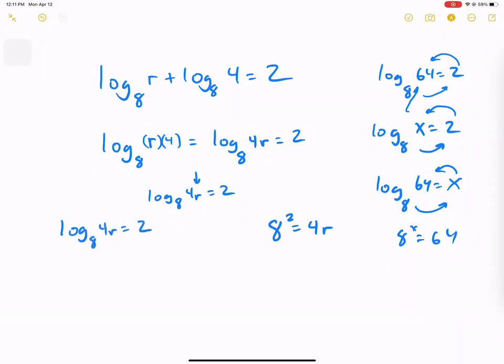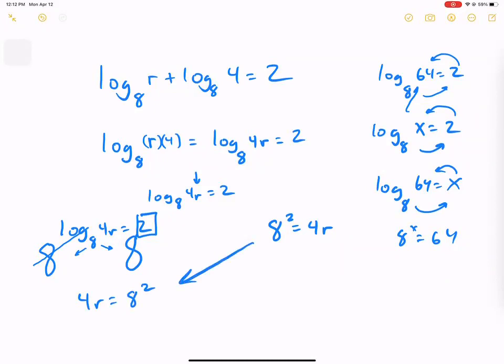The way you get rid of logs is we use exponents. We talked about this in class before. Because 2 is an exponent, let's make it an exponent again, of the base 8. 8 is our base, so we do 8 to both sides as a base. The log and the base cancel out, leaving you 4r equals 8 squared, which is exactly the same thing as our identity. But we want to know this algebraic process.